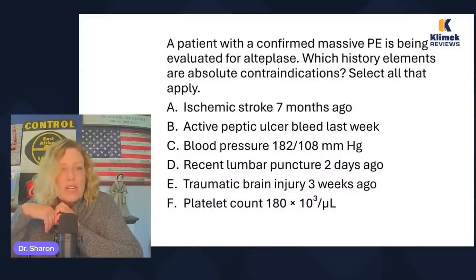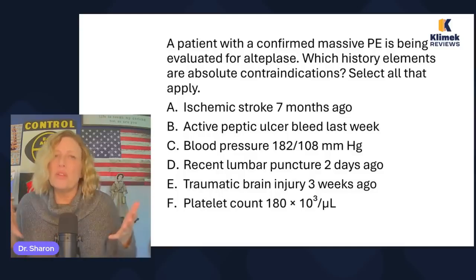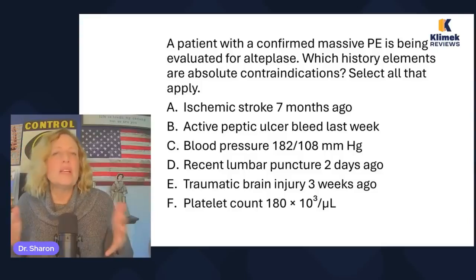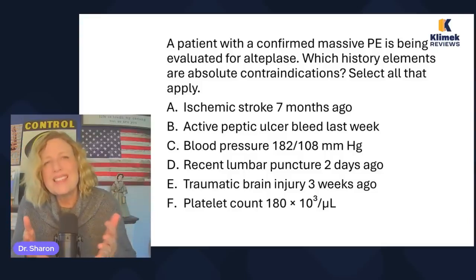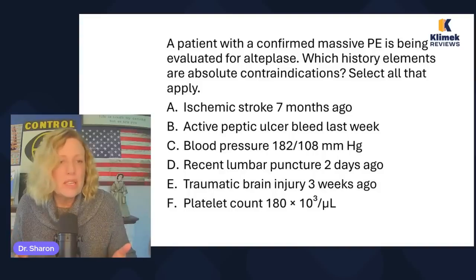Okay, so absolute contraindications. An ischemic stroke is not an absolute contraindication. In fact, we treat ischemic strokes with clot-busting drugs as long as they don't have any contraindications for that. Now, a hemorrhagic stroke could be a contraindication, but 7 months ago is long enough. I usually go with about a 3-month window, because these things are changing all the time, but 3 months is sort of a safe time frame for these kinds of things. So ischemic stroke 7 months ago does not concern me.